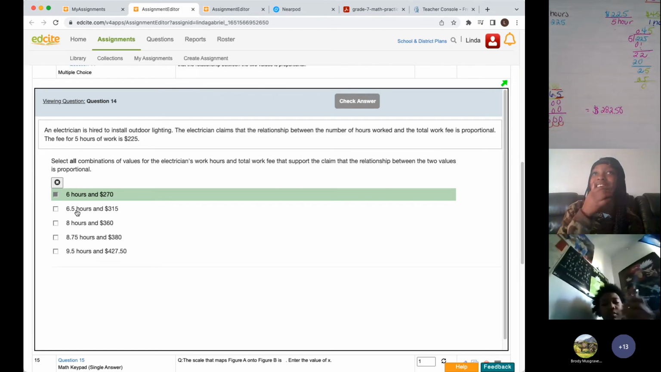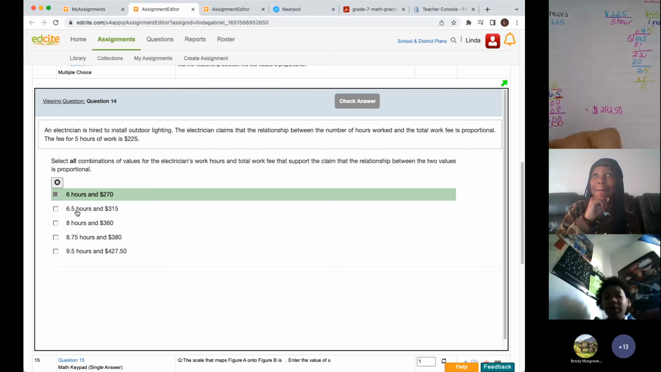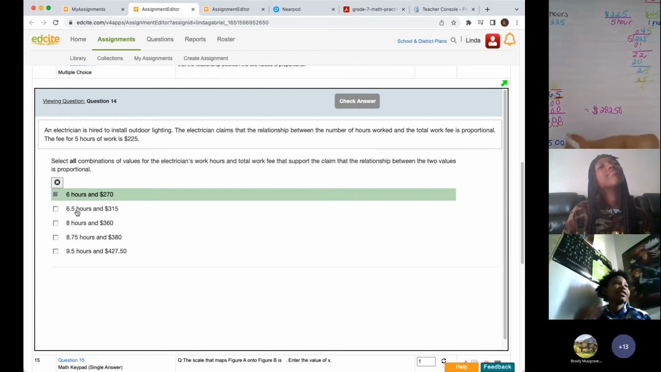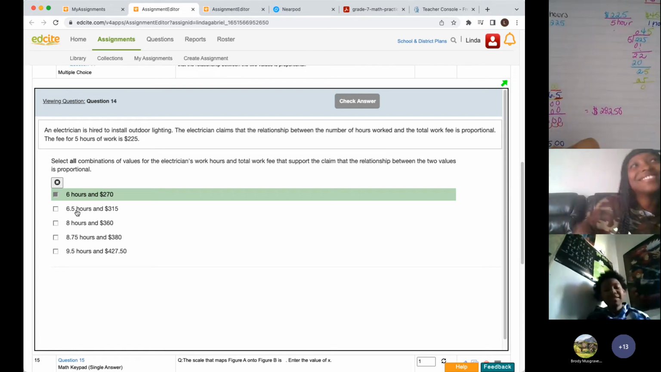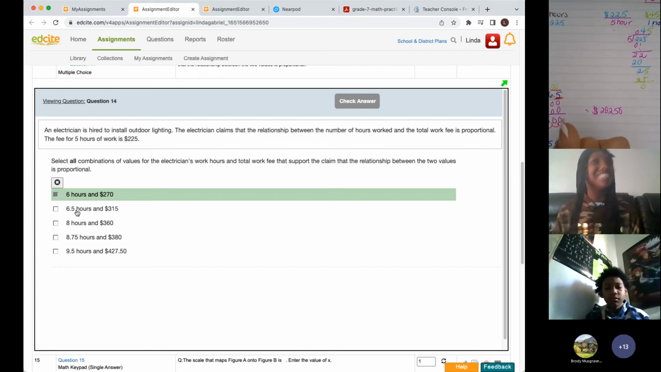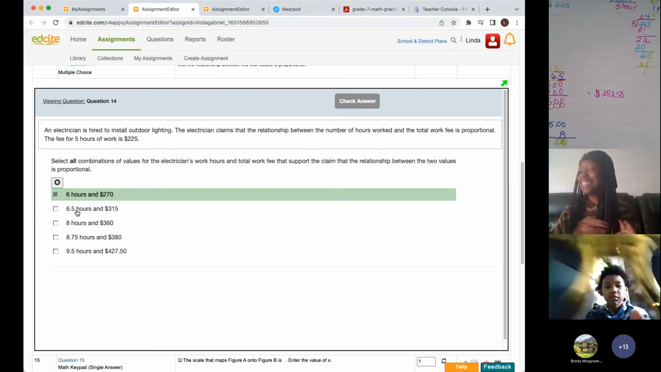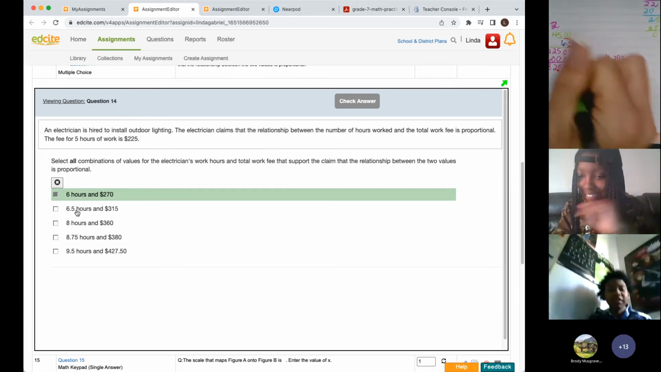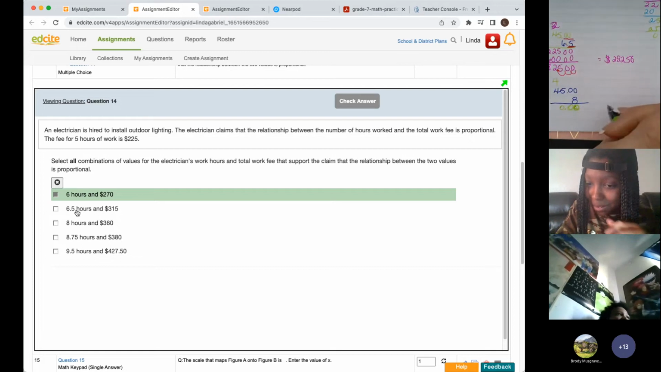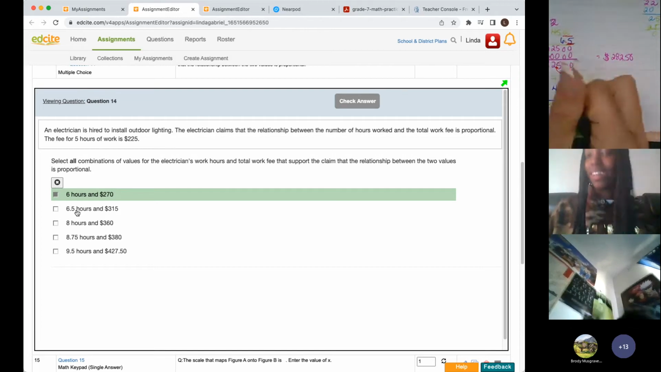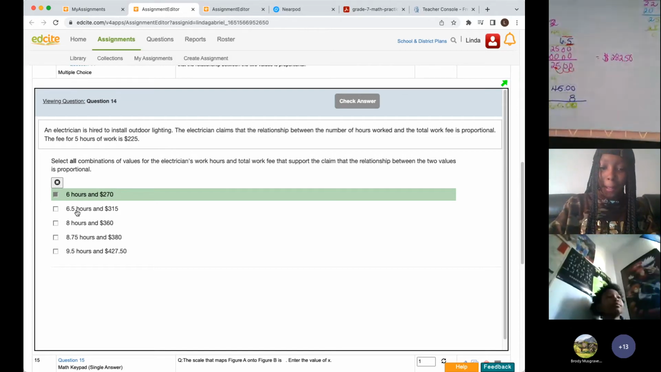All right, my next value says 8 hours and $360. That means I'm going to multiply $45 by 8. Eight times 0 is 0. 8 times 0 is 0. 8 times 5 is 40. Carry the 4. 8 times 4 is 32 plus 4 is 36. I already put my decimal point.